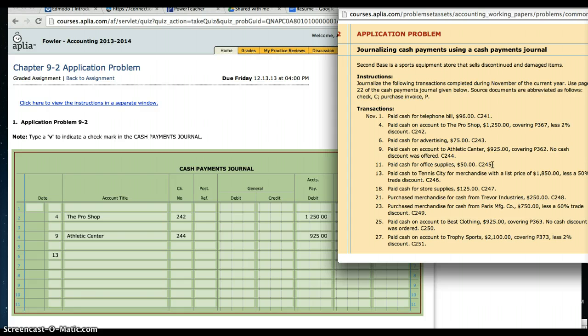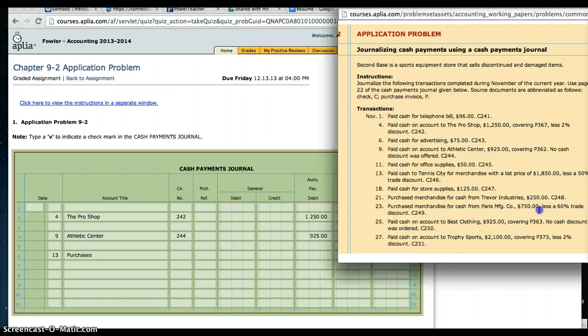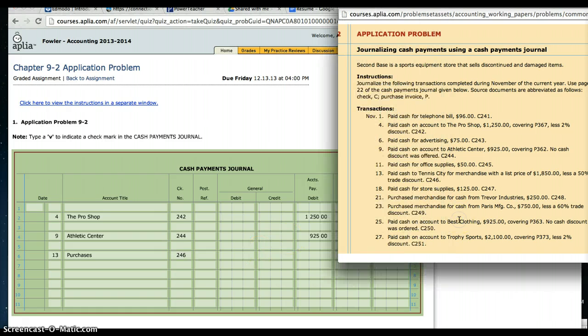And so because we're not charging anything to Tennis City, we don't need to record Tennis City anywhere. We are just going to be putting purchases. And this is check number 246. And the amount that this costs is $1,850, but they get a 50% trade discount, basically 50% off. And so we only have to pay 50% of that.